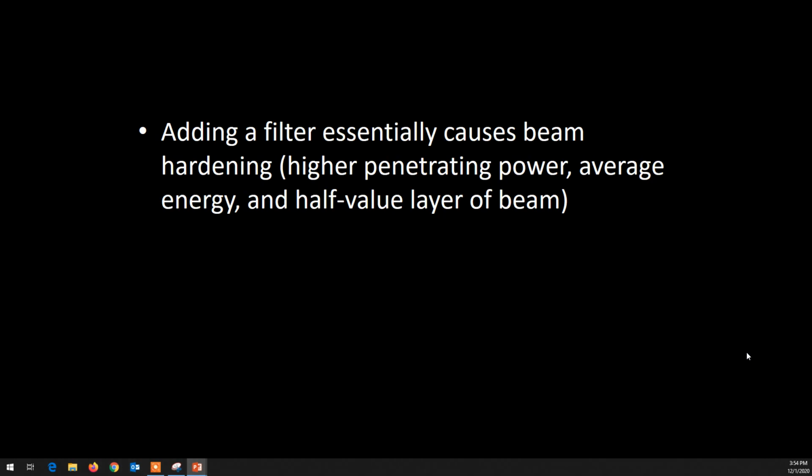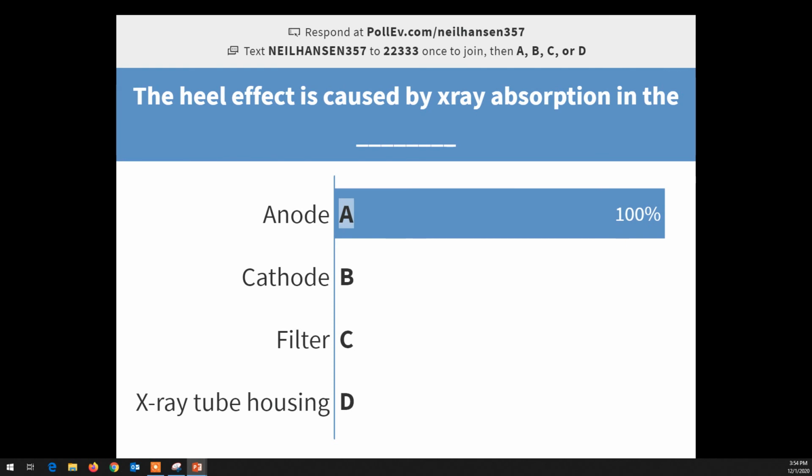So adding a filter causes beam hardening, a beam with a higher penetrating power, a higher average energy, and a higher half value layer. The heel effect. So what is the heel effect?